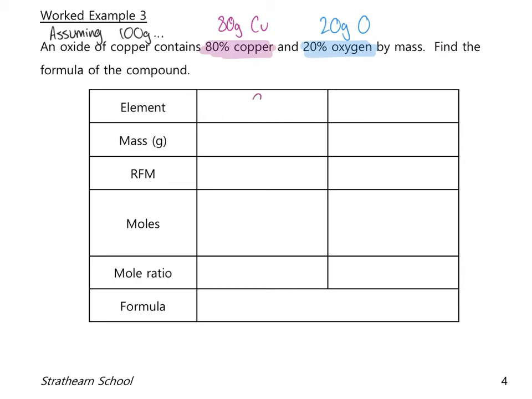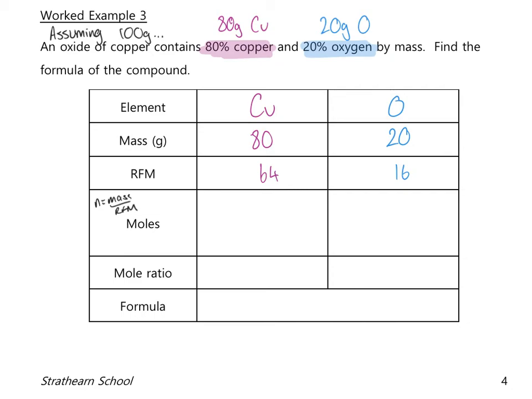So we're putting our ratio of copper to oxygen. Our mass is 80 grams to 20 grams. The RFM of copper, again, just get from your periodic table, is 64. And of oxygen is 16. Just make sure you use the relative atomic mass and not the atomic number, because that obviously wouldn't give you the right answer. Then you need to work out your number of moles using n equals mass over RFM.